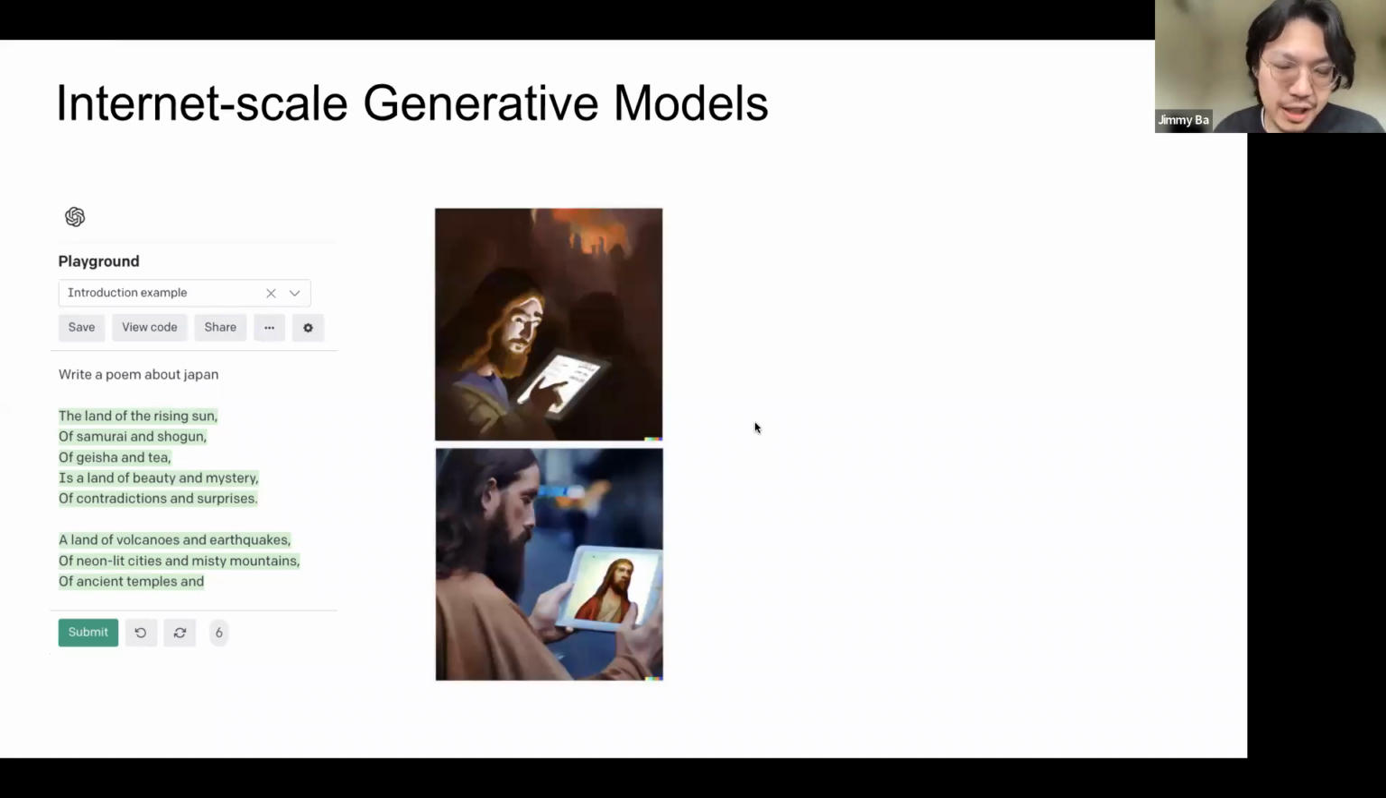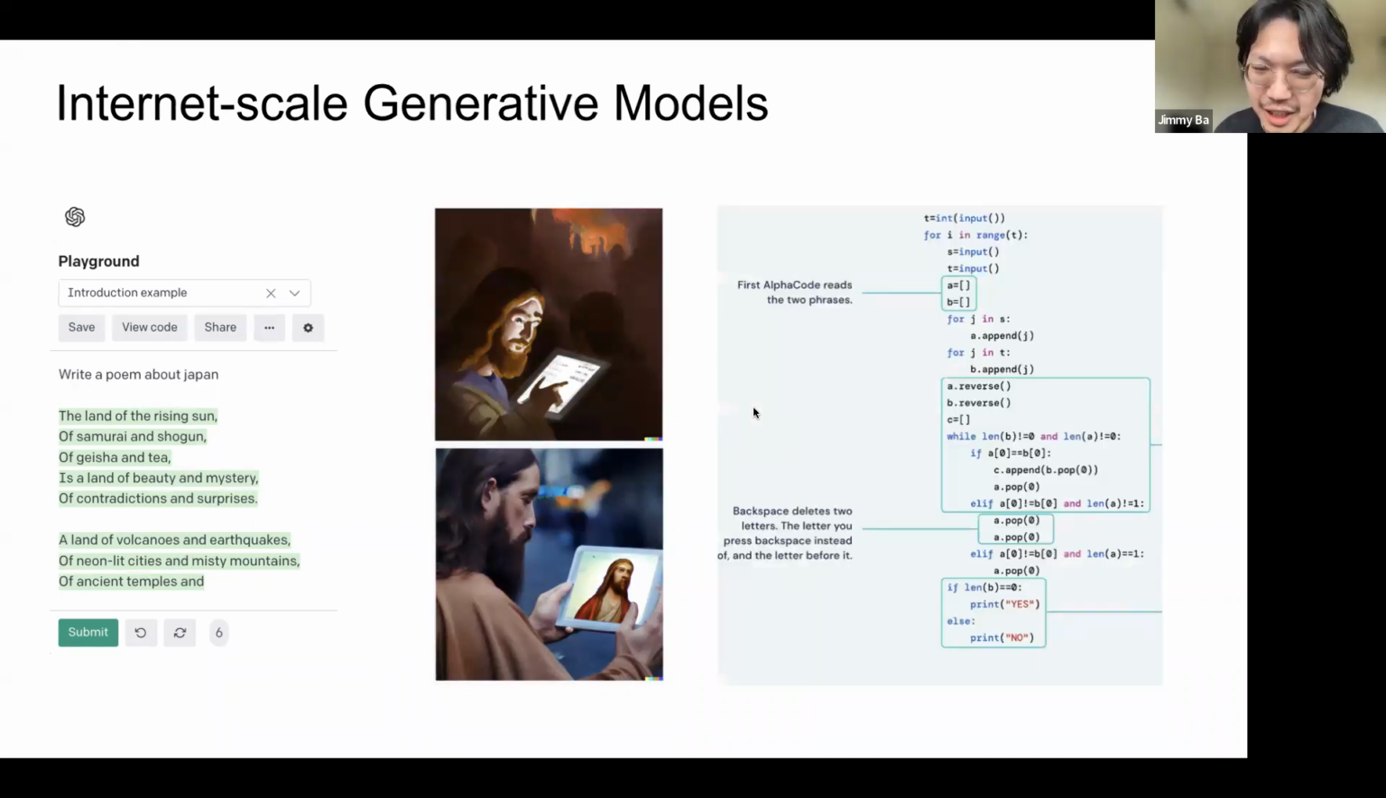Then we also have models that can generate images, like when prompted with Jesus Christ using an iPad in front of his disciples, and those are the images it can generate. And the same models, pre-trained on those internet-scale data, can actually do code completion and even solve some of the ACM computation problems. Those are done by the DeepMind AlphaCode project.